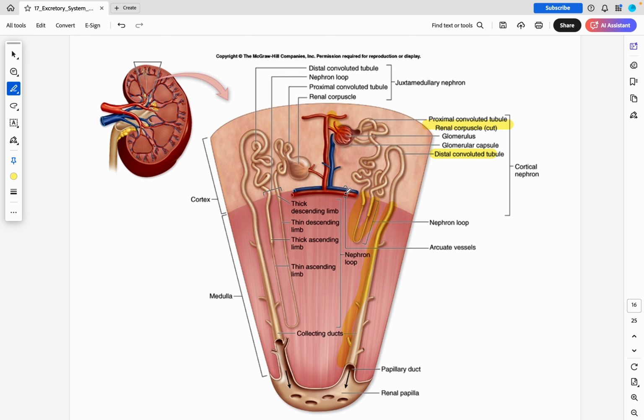More about the loop of Henle. So there is a descending limb and an ascending limb. The descending limb connects the PCT to the loop of Henle, while the ascending limb connects the loop of Henle to the distal convoluted tubule.